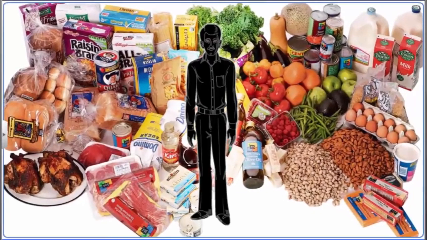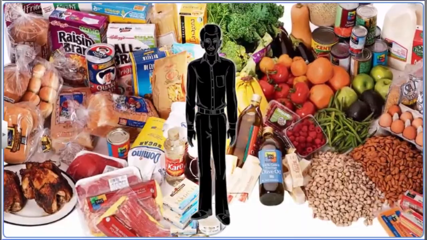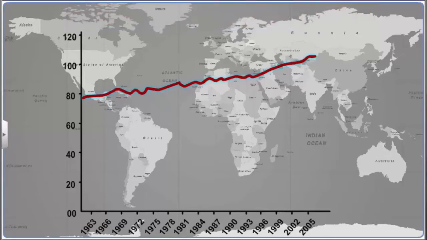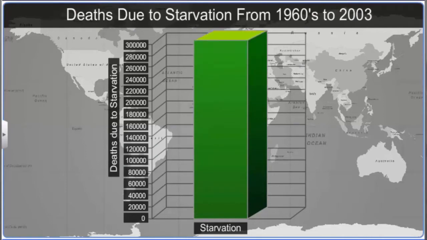Food is one of the most essential requirements for life. Food production in the world has kept pace with the growth in population. In fact, there is more food available per person today than in the 1960s. However, millions of people die of starvation every year. This is where the issue of food security comes in.